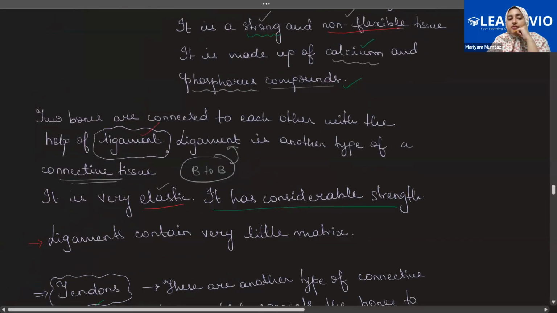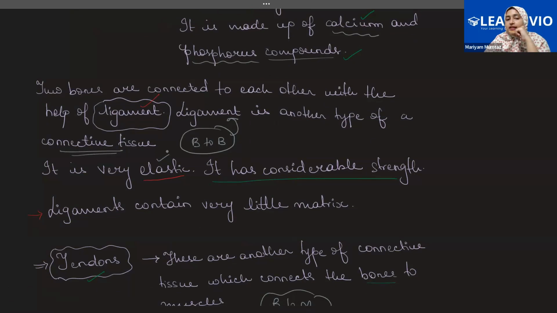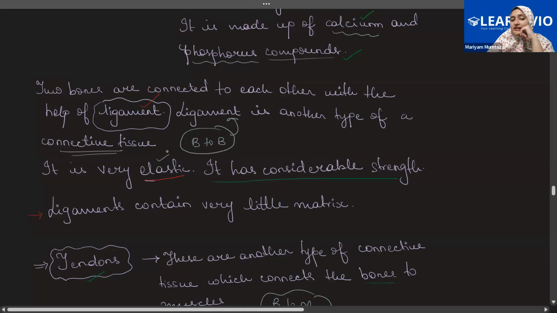Now, always remember this one thing, that two bones are connected to each other with the help of a tissue, or you can say with the help of the ligament. You can say a tissue only because ligament is a connective tissue. So another type of connective tissue is ligament. This ligament is responsible for connecting one bone to another bone. It joins bone with bone. Now this ligament is very elastic and it has considerable strength.